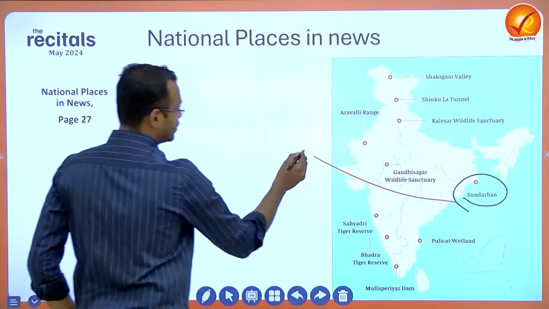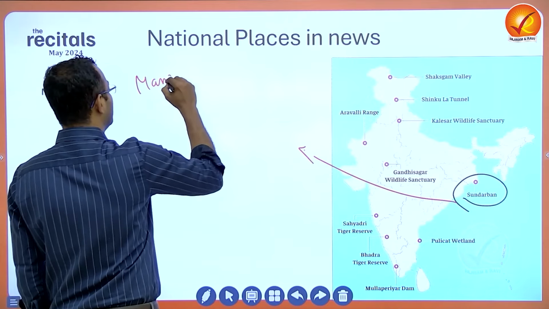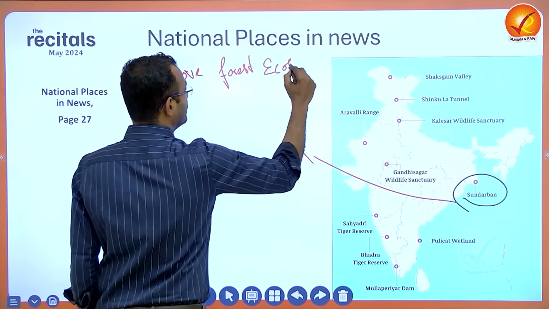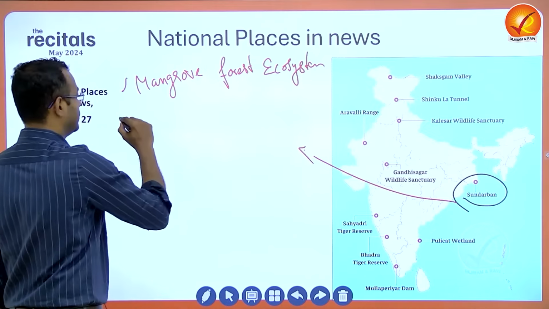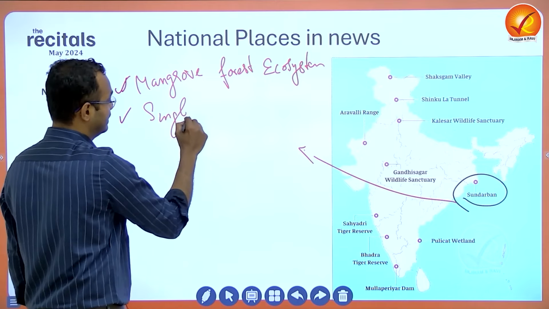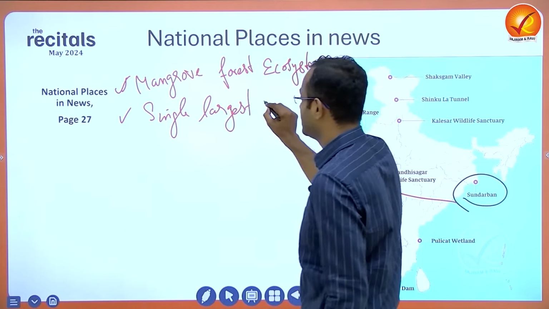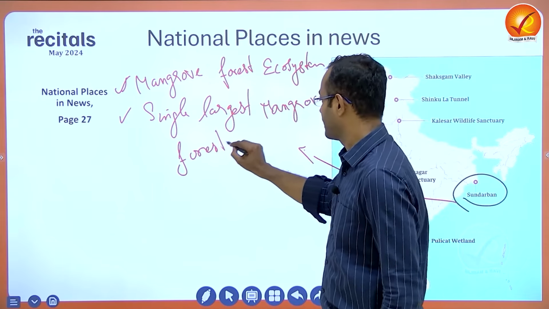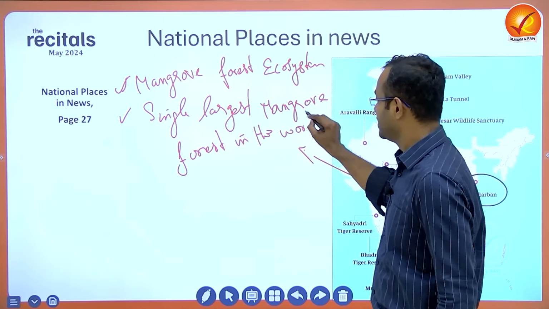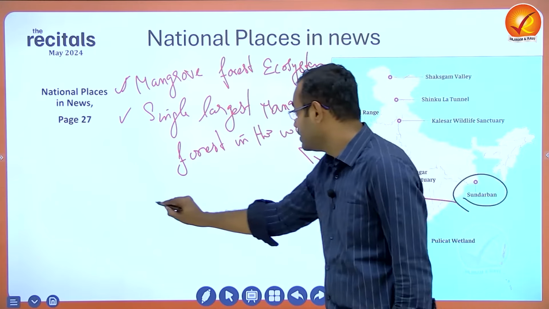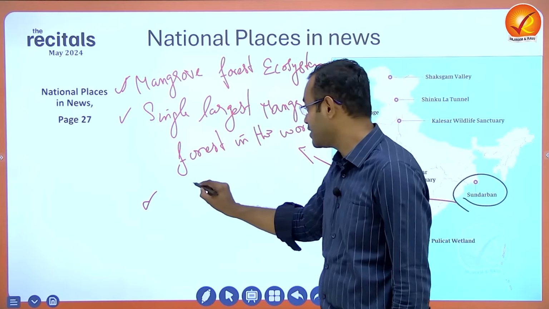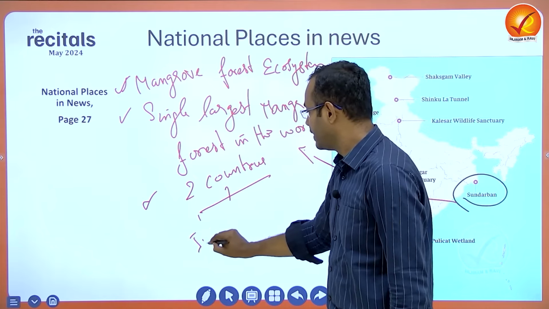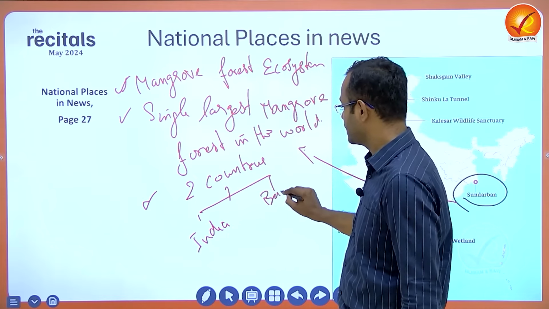Moving on to the next, Sundarbans regions. Sundarbans is a mangrove forest ecosystem. Sundarbans is the single largest mangrove forest in the world. And this single largest mangrove forest is spread across two countries, India and Bangladesh.